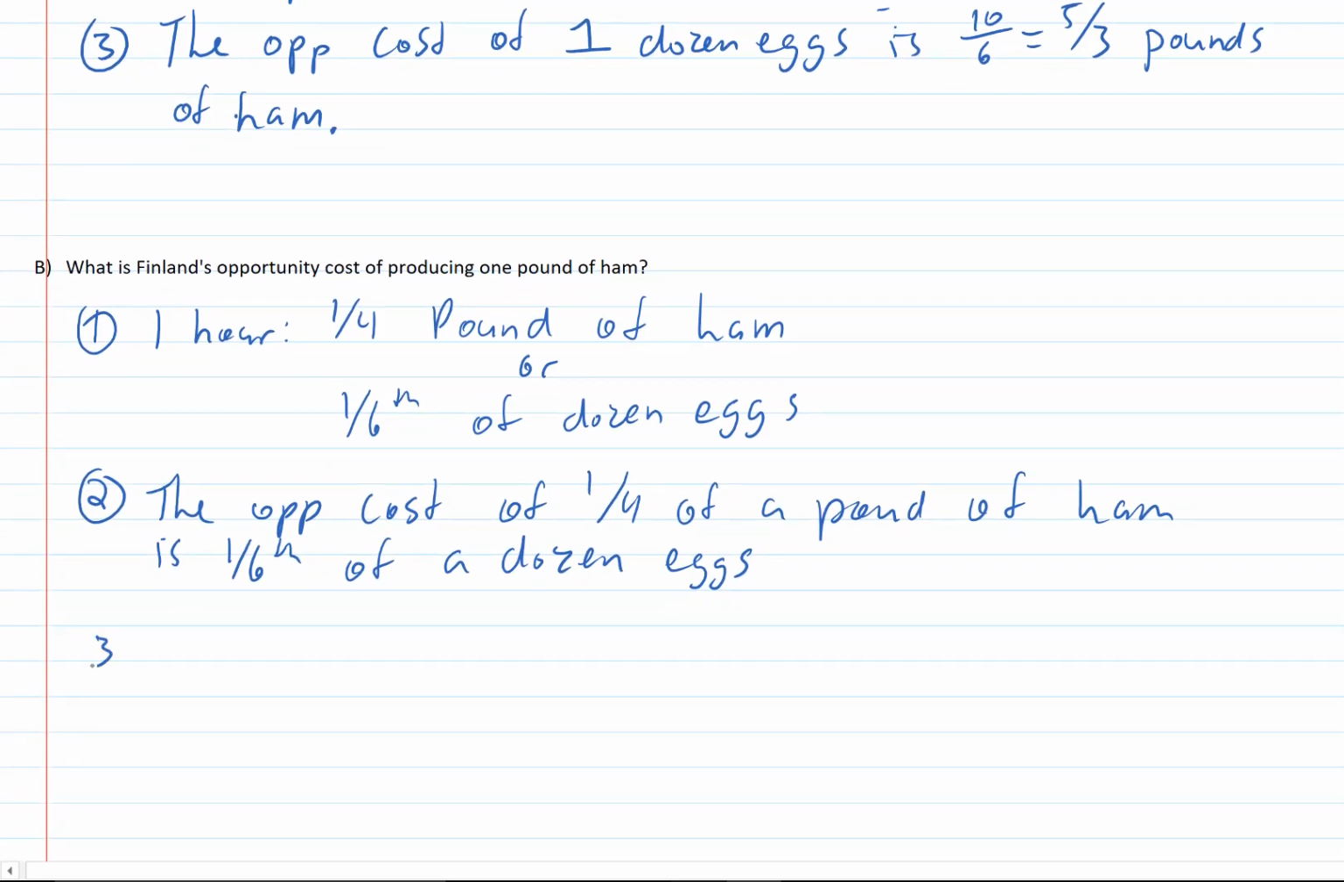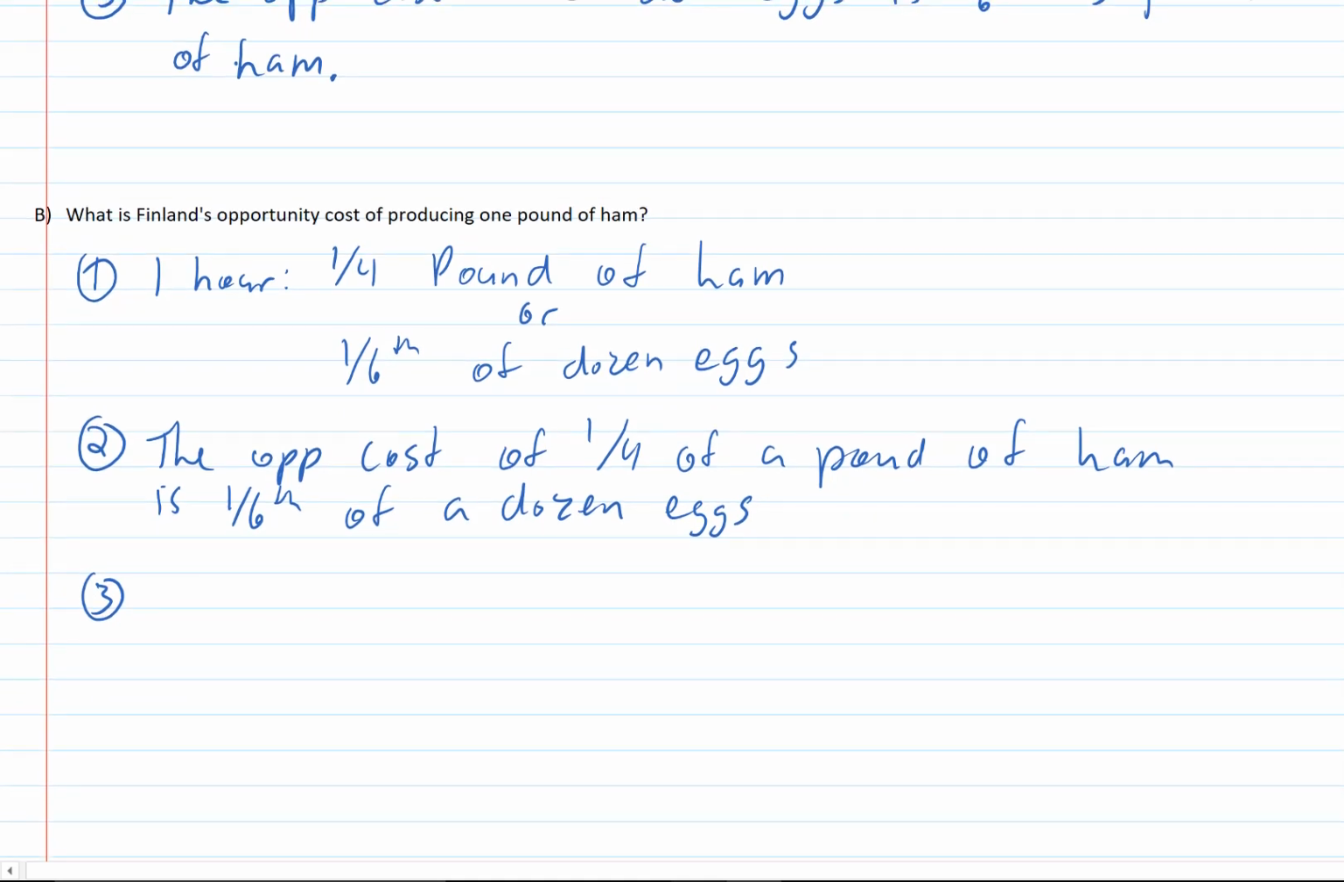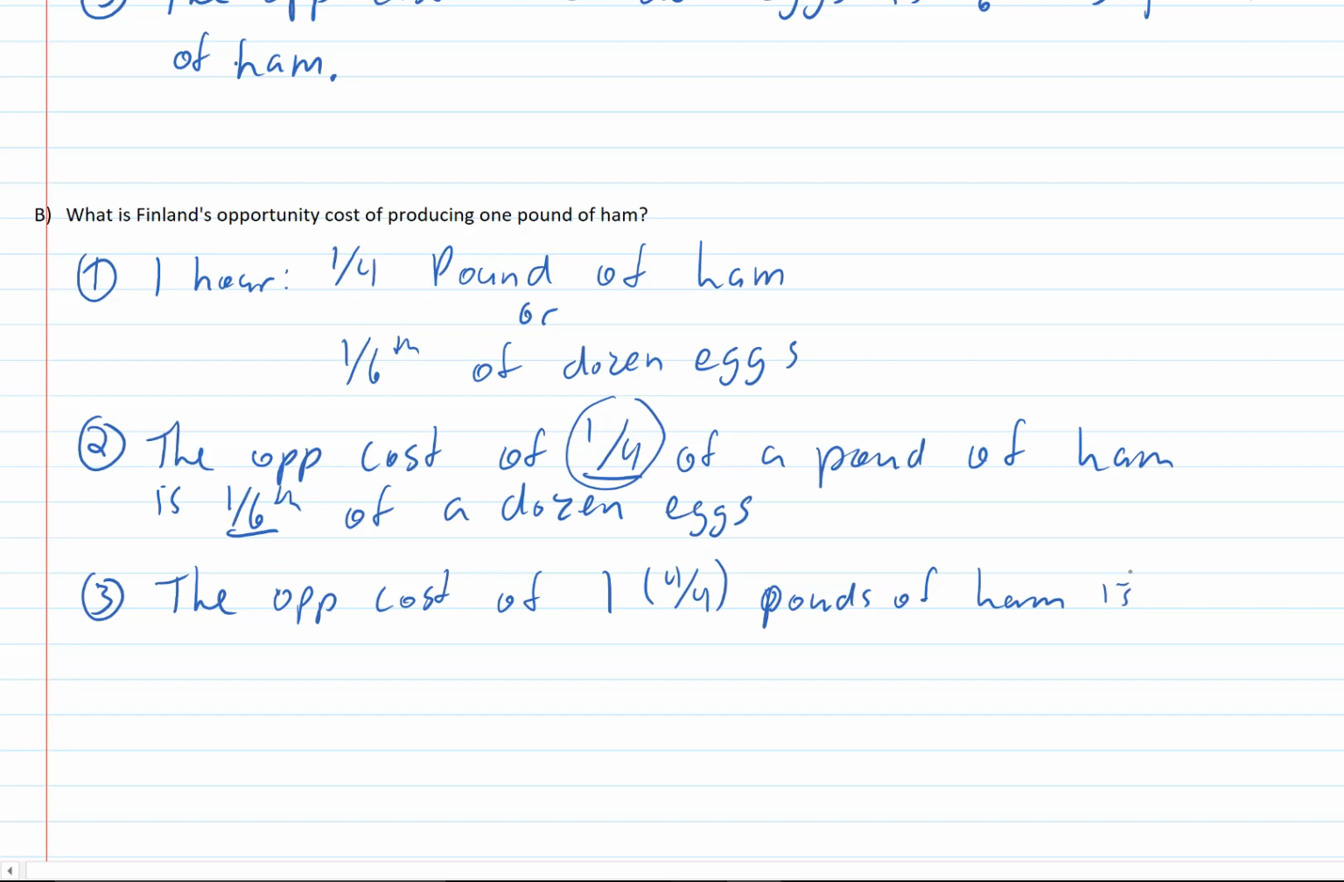Third step is to simply simplify this 1/4 so we get a 1. The easiest way to do this is multiply both these numbers, 1/4 and 1/6, by 4, because that will give us a 1 here. The opportunity cost of 1, brackets 4/4, pounds of ham is 4/6, just 2/3 of a dozen eggs.